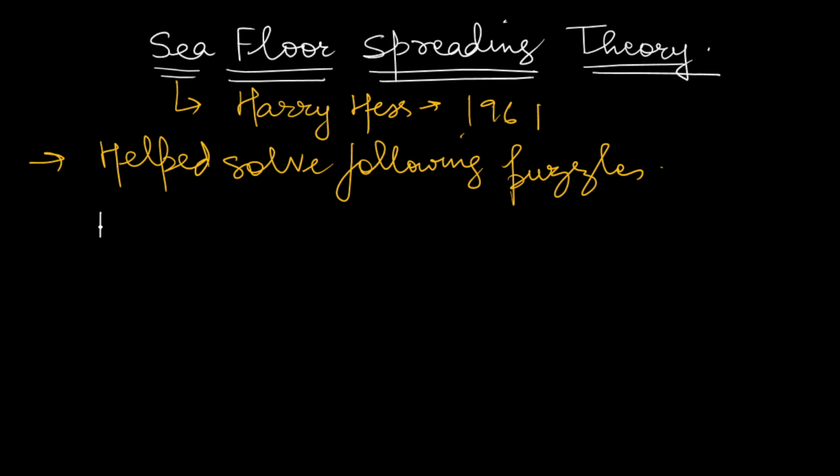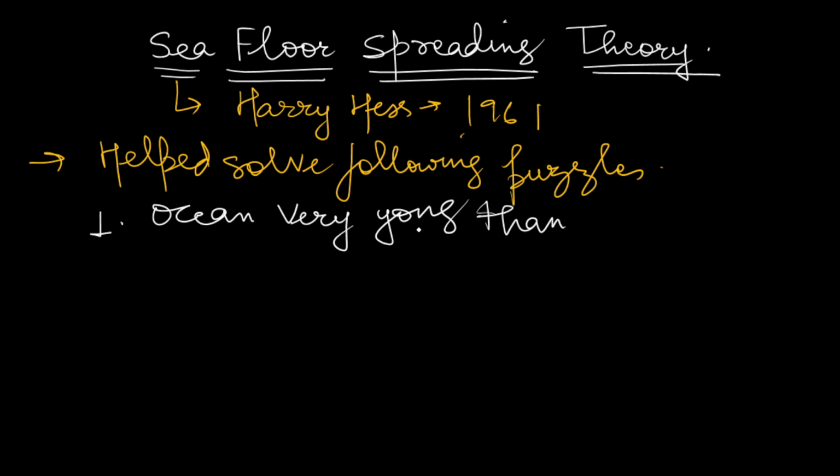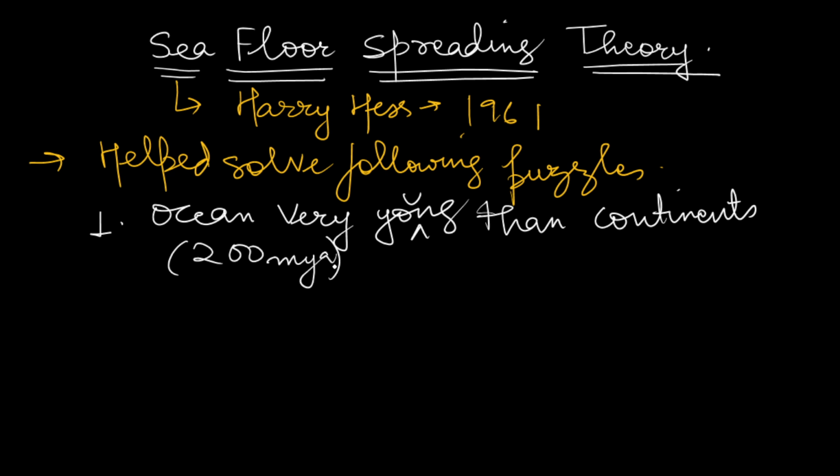Number one, why is ocean younger than continents? If you see, the age of ocean is around 200 million years, whereas the age of continents is around 2 billion years, that is 2000 million years. So it solved this puzzle.